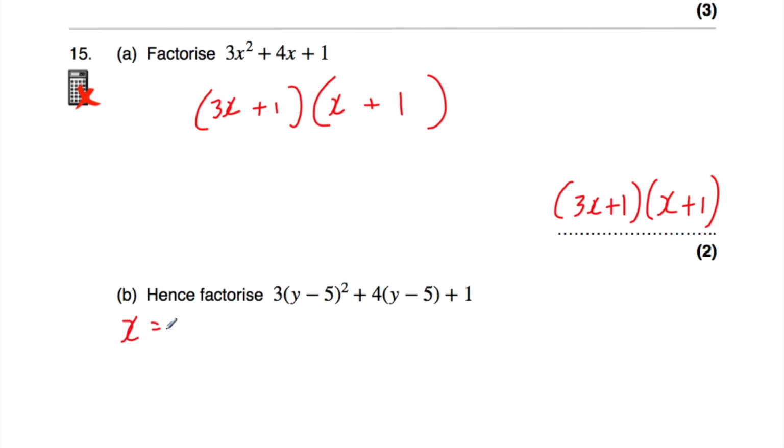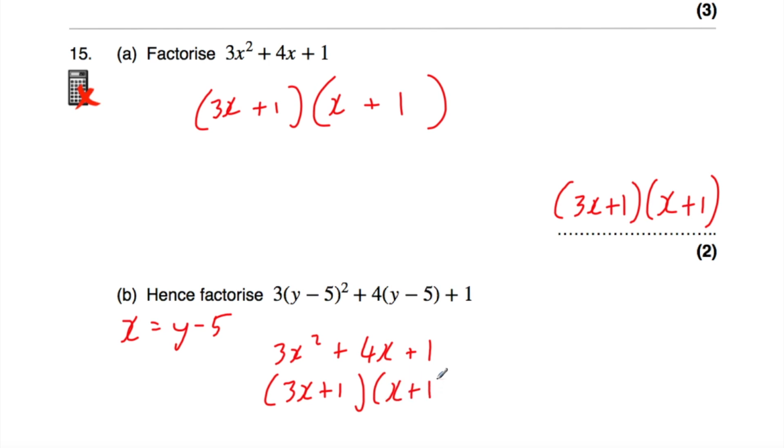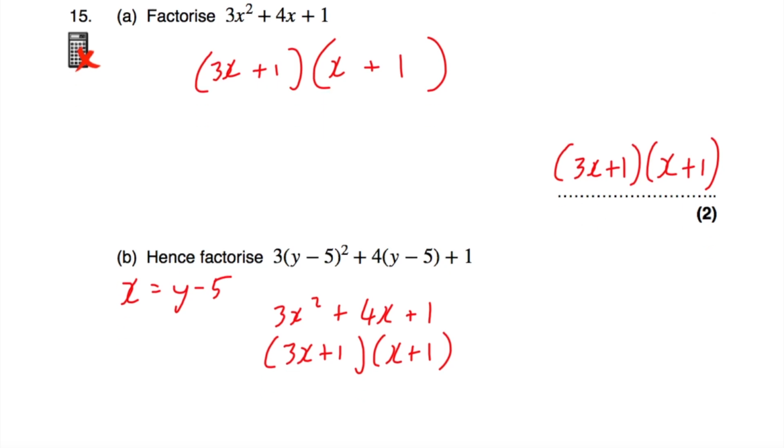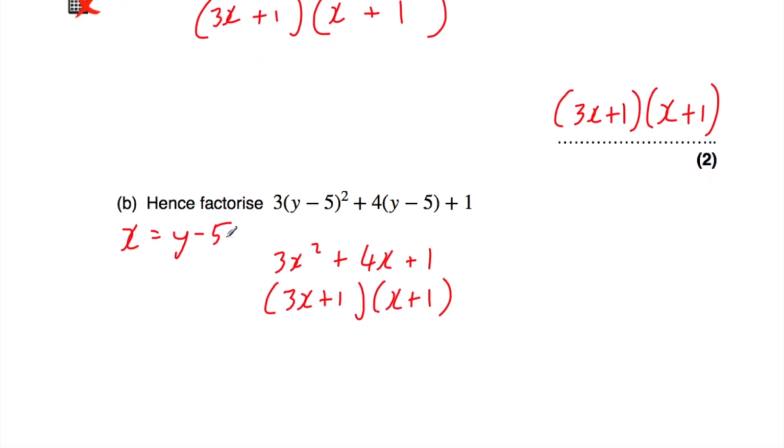So x has been replaced by y minus 5. If we had 3x squared plus 4x plus 1, if we factorize that, we get, and we've done that already, that's why it says hence, (3x plus 1)(x plus 1). So that's what we get when we factorize this. And now we just need to replace the x with y minus 5.